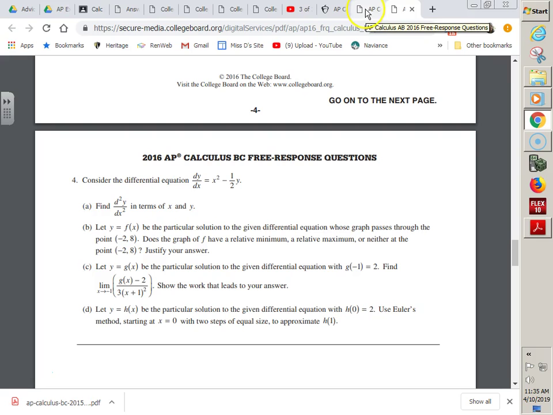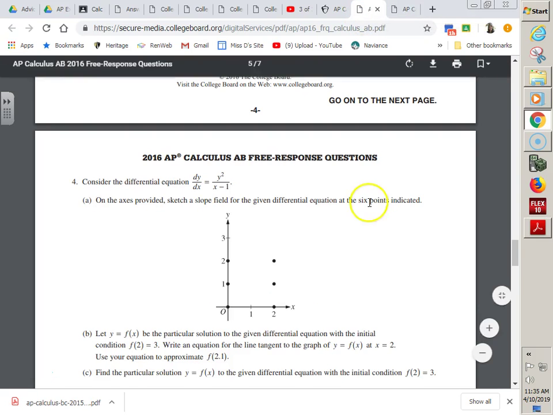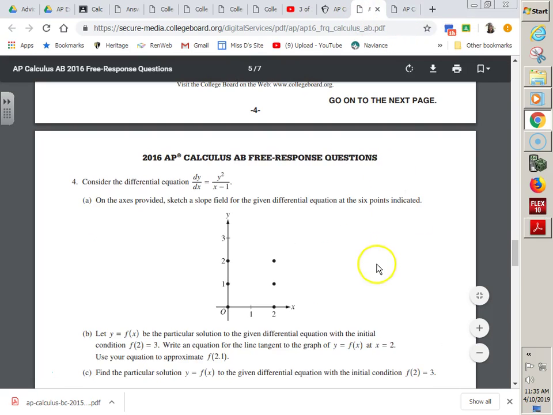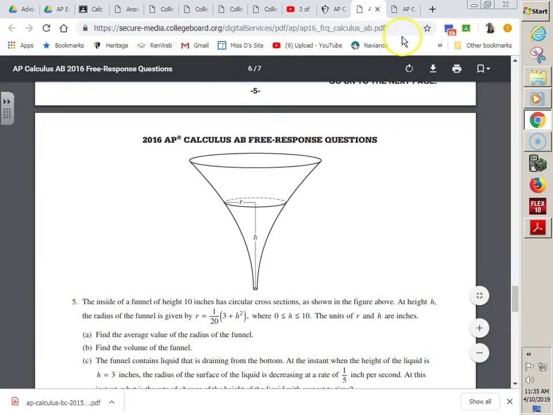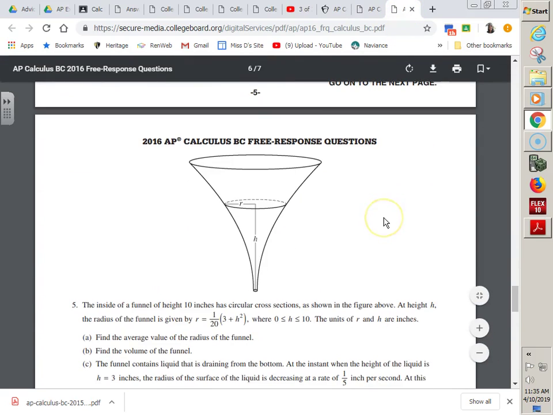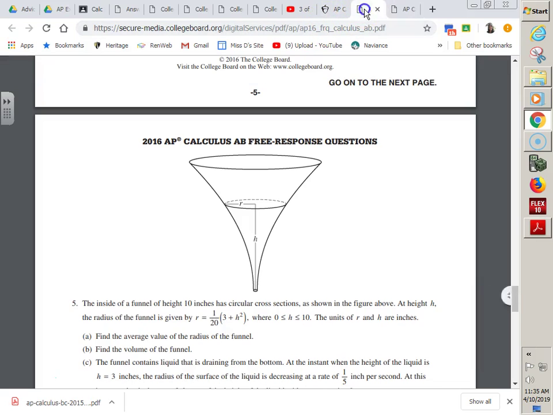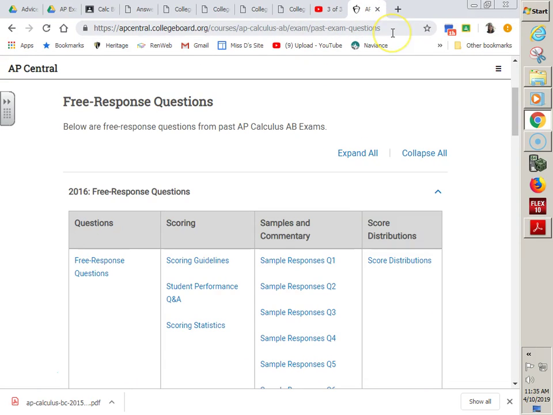This one's similar but different. You guys are the BC version, they're the AB version. You guys have Euler's, they have slope fields. So similar but not the same. There he is, the funnel. Yeah, you both had the funnel. Now that there's 2 and 4, it's 1 shared calculator and 2 shared non-calculator.